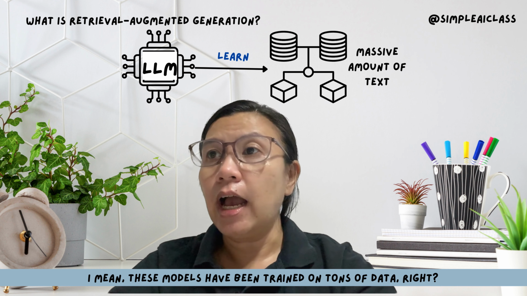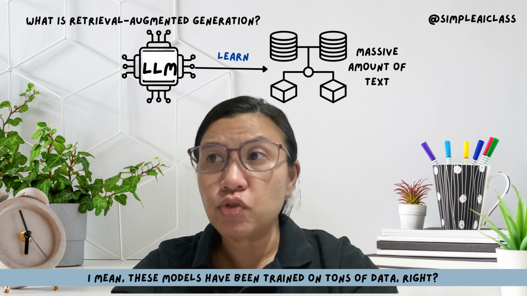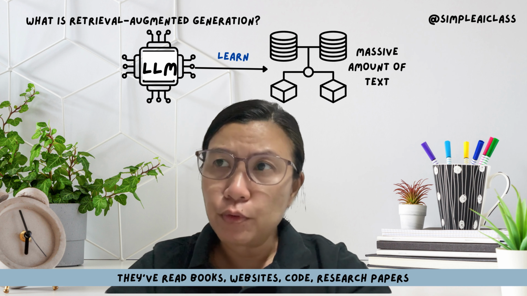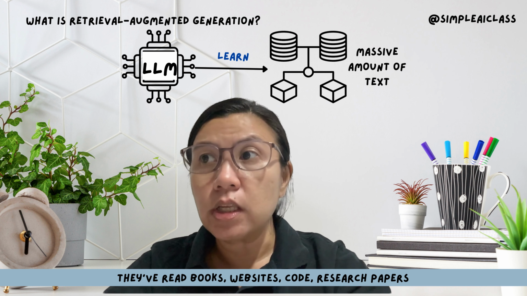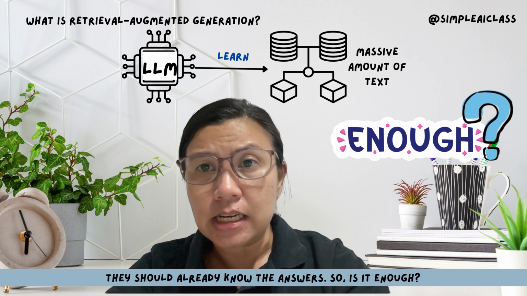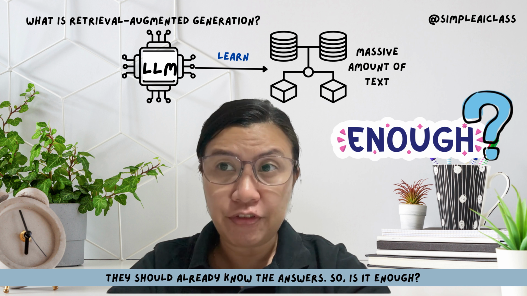But wait, if generative AI is already super smart, why do we even need RAG? I mean, these models have been trained on tons of data, right? They read books, websites, code, research papers. They should already know the answer. So, isn't that enough?